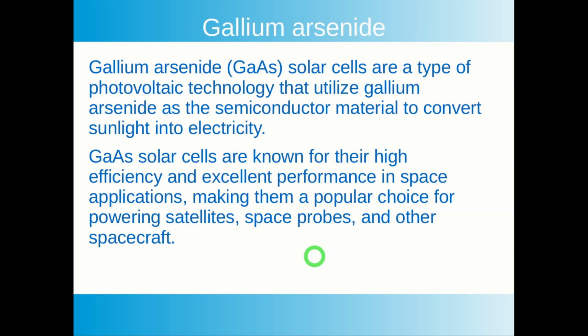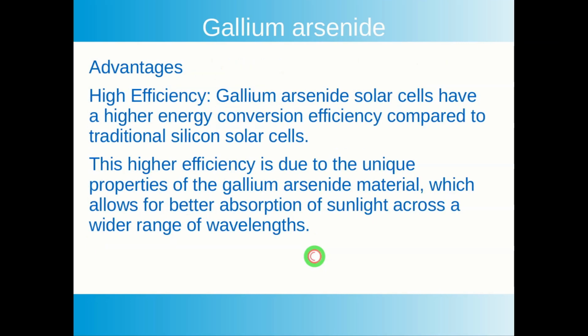Gallium arsenide. These are one of the oldest initial solar cells and still used currently because they have extreme efficiency and excellent performance. They're usually used in space applications, for powering satellites, space probes, and other spacecraft where cost is not an issue. And I think when they started, it was around $2,500 per watt. They might be a lot lower now, but they're used for very specific applications.